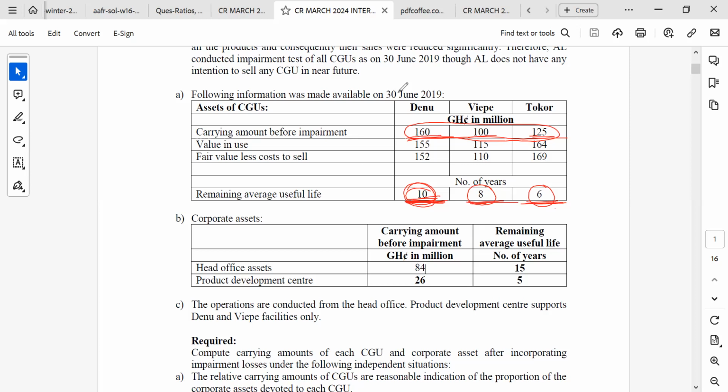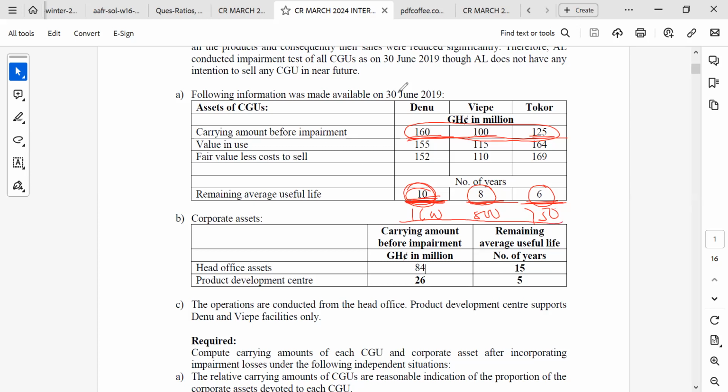So we find their weighted value. That will be 1,600. This will be 800. And this will be 750. Okay. So we use these values now to share. I've also said that you can use the main carrying value to share. There's no problem with that. But the best one is to use their weighted average carrying value to share. So the head office will be shared among the three.